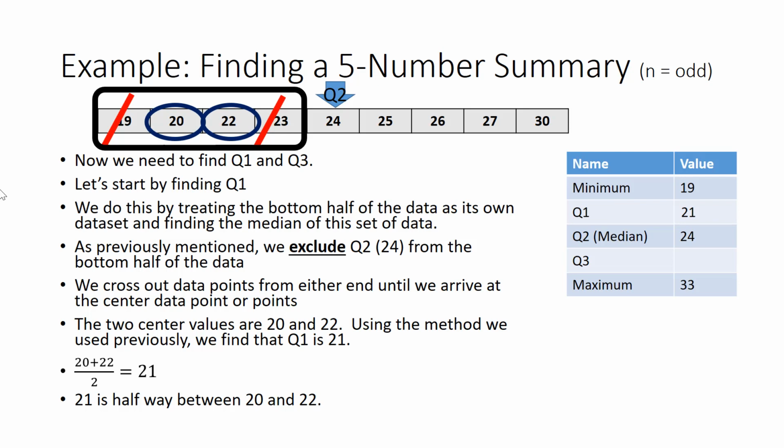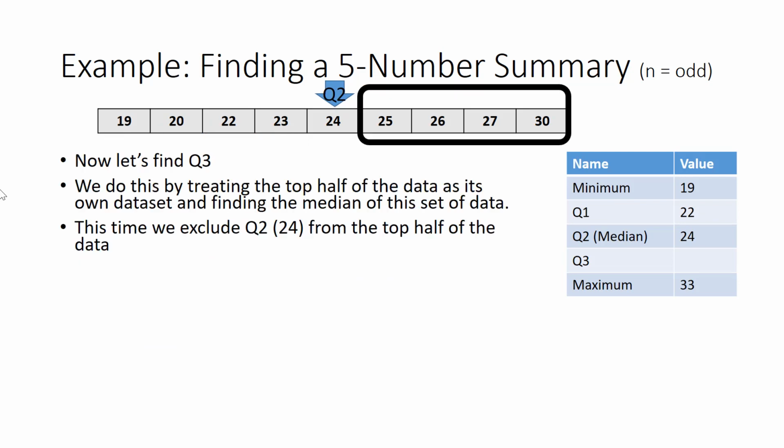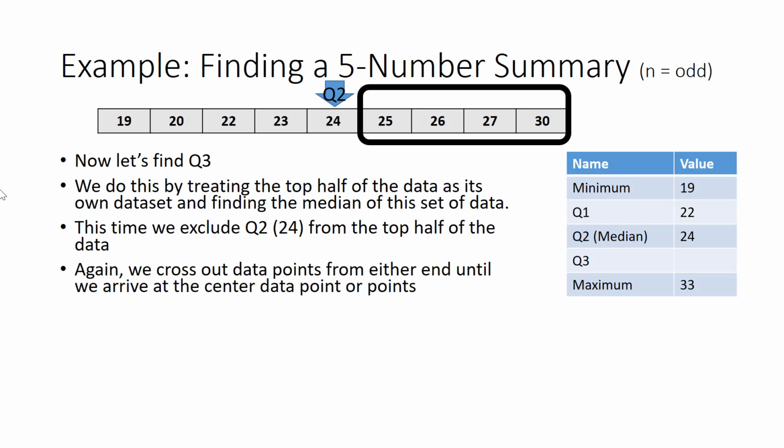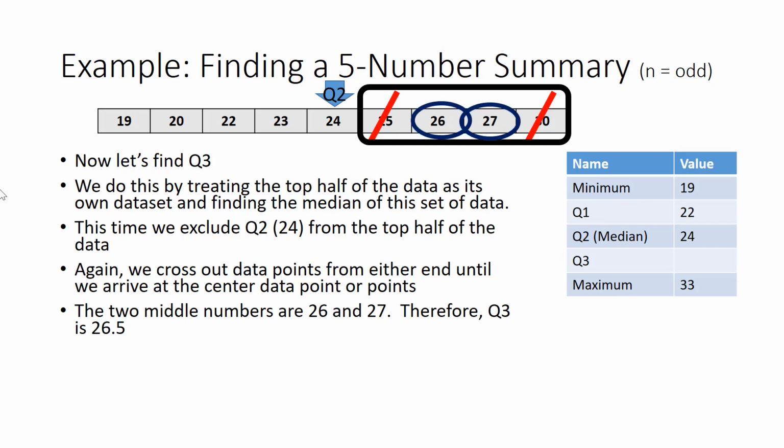Let's repeat this process for Q3. Once again, we are excluding Q2. We do not include that when we calculate our Q3. And again, we cross out our data points. We see that there are 2 middle numbers, 26 and 27. Again, we can either add them together and divide by 2, or we can ask ourselves what's halfway between 26 and 27. Either way, we find out that Q3 is 26 and a half. So we have finished finding a 5-number summary for an odd number of data points.